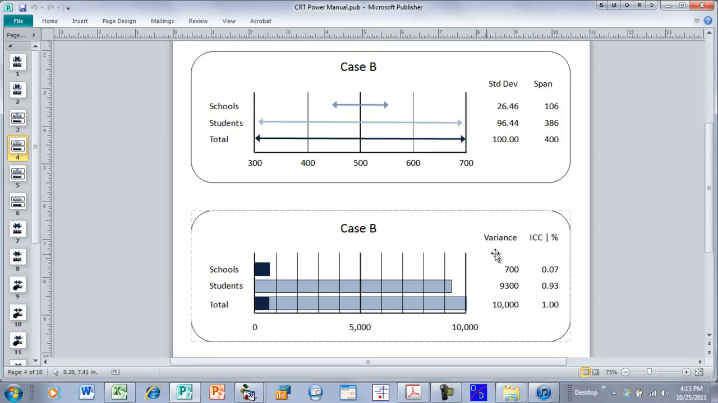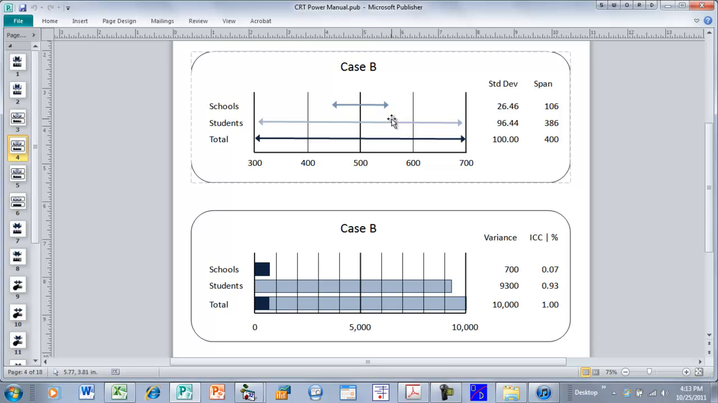Similarly, once we know that the ICC for schools is 7%, that means that the remaining variance, or 93% of that, is for students within schools. That's going to be about 9,300. The corresponding standard deviation is about 96, which gives us a span of about 386. And that tells us that the student scores within a school are going to range from approximately, I guess, about 310 up to about 690.